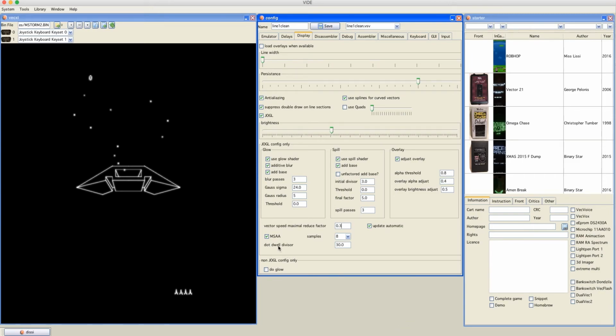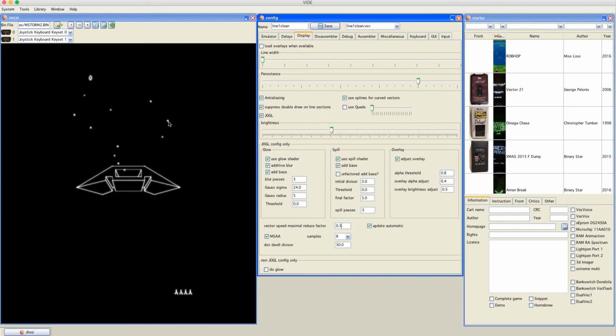Then there's a dot dwell divisor. This is also what I mentioned before. On the Vectrex, dots especially can be drawn using something called dot dwell time. The vector beam does not move and is kept at the same position for a number of cycles.